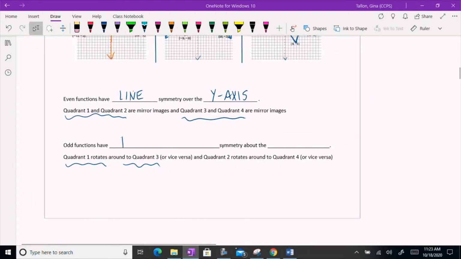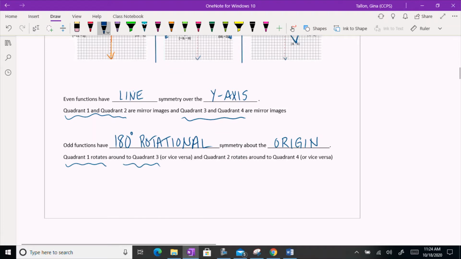Odd functions have rotational symmetry about the origin. And I'm going to go back and adapt that rotational. I'm going to circle this and push it over so that I can write something else here. I might just have to eliminate it altogether because I want to say 180 degree rotational symmetry about the origin. I need to be specific enough: 180 degree rotational symmetry about the origin.